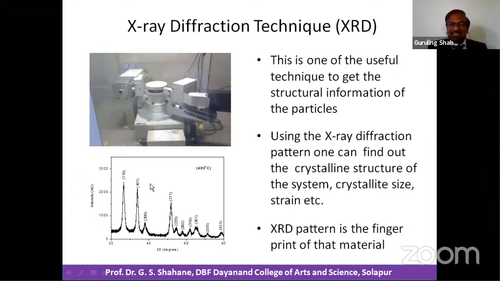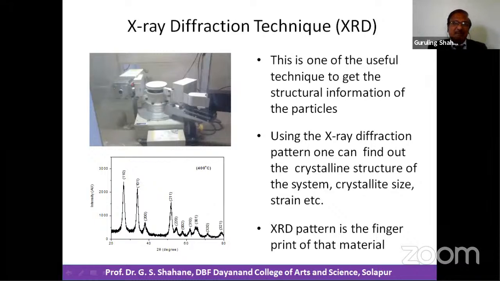So let us discuss in brief the X-ray diffraction technique, based on Bragg's law, very well known to the students particularly. So X-rays, in this case, you will get an X-ray pattern like this from the Bragg's diffraction. And this X-ray pattern is typical for a given material. It is the fingerprint of that material.